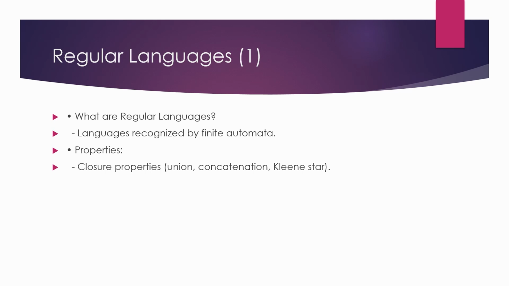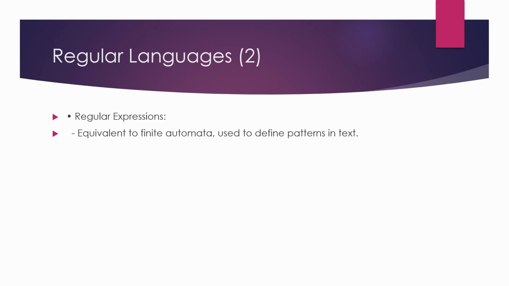Next, we will discuss regular languages. These are languages recognized by finite automata. Regular languages have some important properties such as closure under operations like union, concatenation, and Kleene star, making them quite versatile. Regular expressions are a key tool for describing regular languages. They provide a convenient way to define patterns in text, and they are equivalent to finite automata in power.